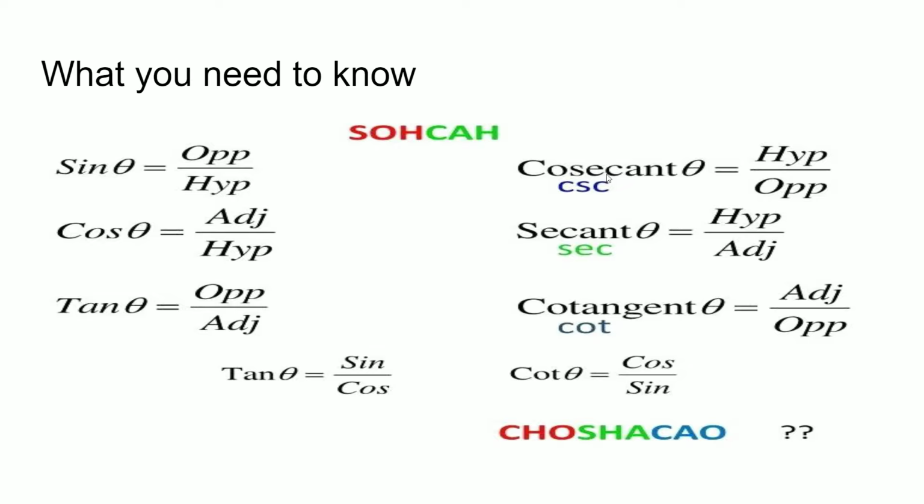And here we have cosecant, secant, and cotangent. This is pretty much the inverse of whatever you got here, and you're pretty much flipping the values compared to what you got here. So instead of writing opposite over hypotenuse, you write hypotenuse over opposite, and etc.